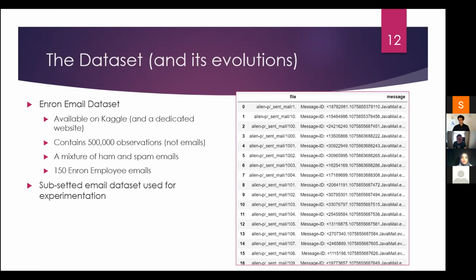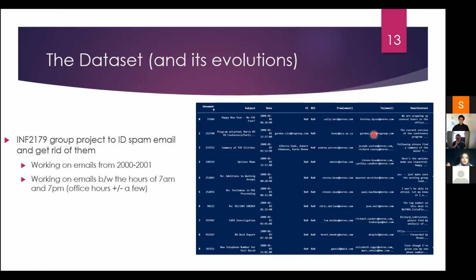When you first get this data set, it only has two columns. One is file and the other one is message. The file just indicates which file this email was stored in, and the message contains everything from the headers to the body, all in one string. Much of the data frame structuring was done during the machine learning course 2179, where we took these 500,000 emails and attempted to get rid of all the spam emails as part of our project.